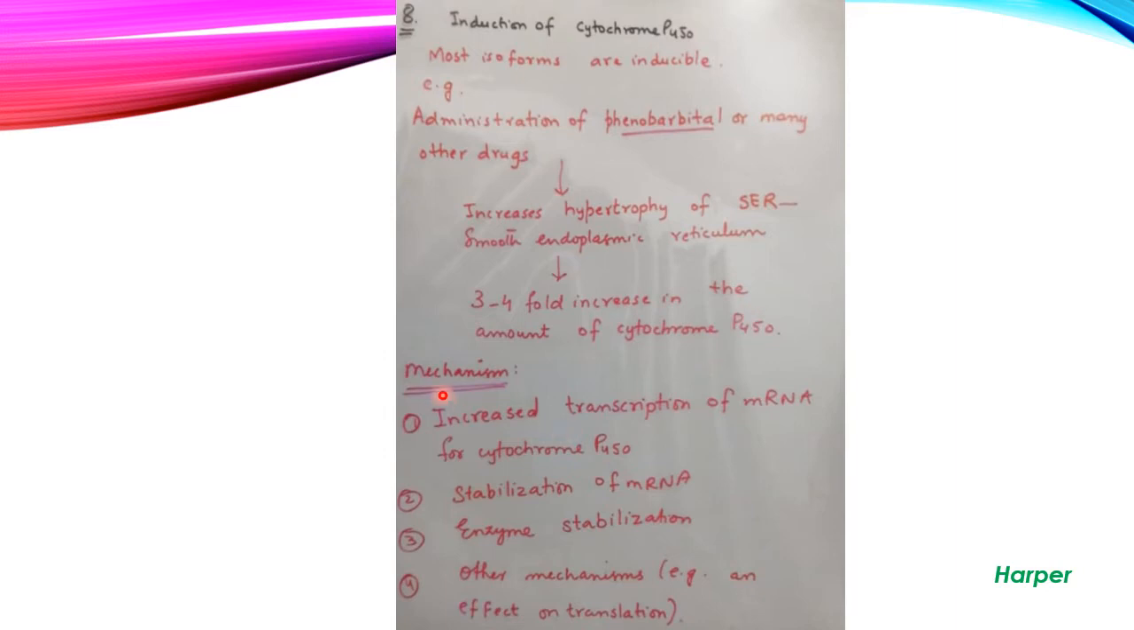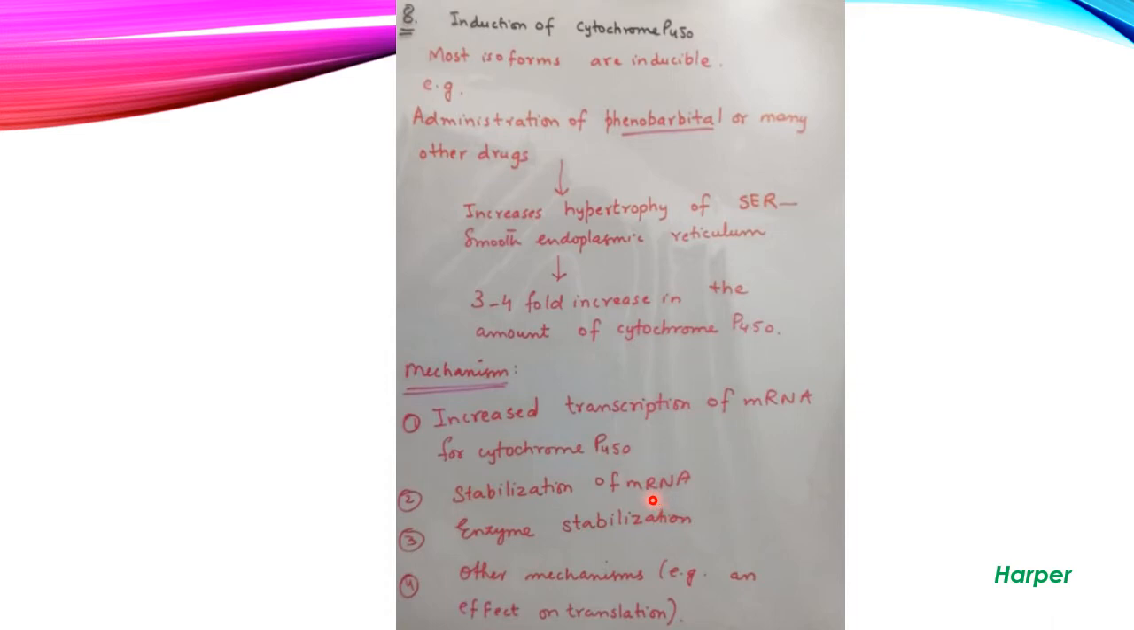Now, what is the mechanism behind the induction of cytochrome P450? Whenever there is an inducer, for example phenobarbital or any other type of drug, how can it induce cytochrome P450? This inducer may actually increase the transcription of mRNA for making cytochrome P450. If there is more mRNA for cytochrome P450, definitely there will be more cytochrome P450.